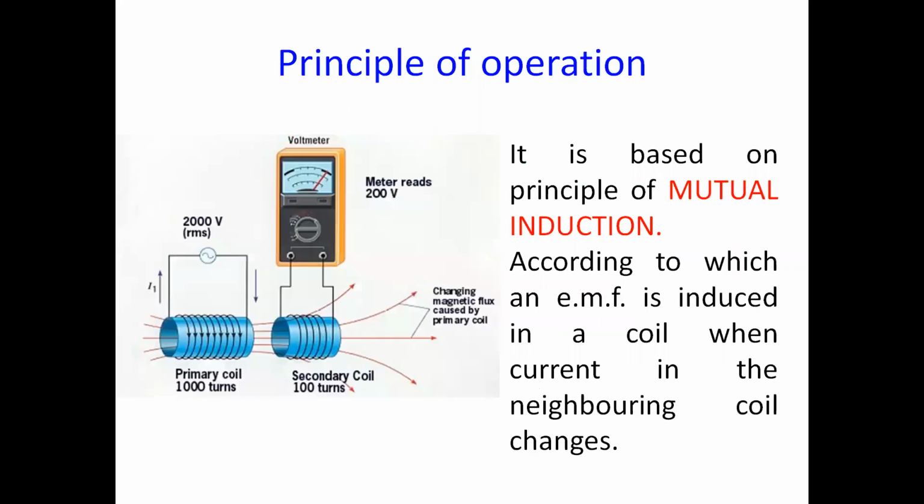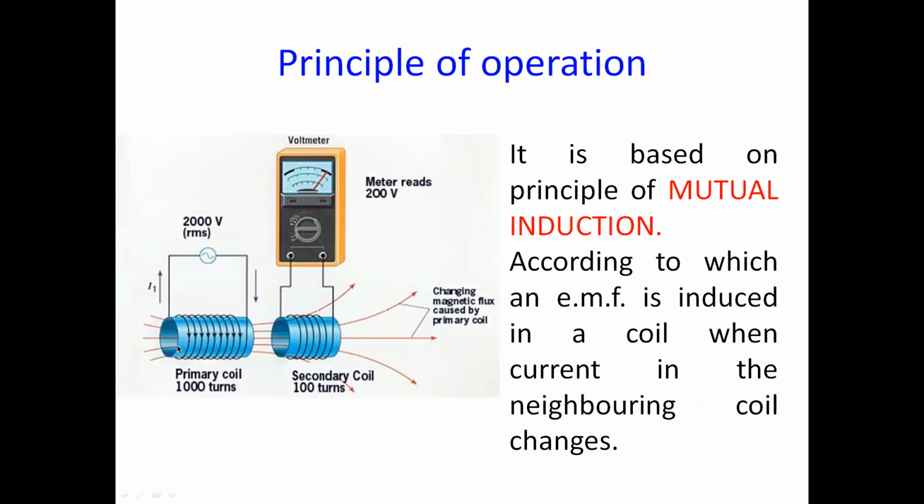Now see, we have to understand mutual induction. Here this is your primary. Here we connect 2000 volt RMS value. This is the primary, and in the secondary only 100 turns, we get voltage here. We can measure it by a voltmeter or galvanometer.